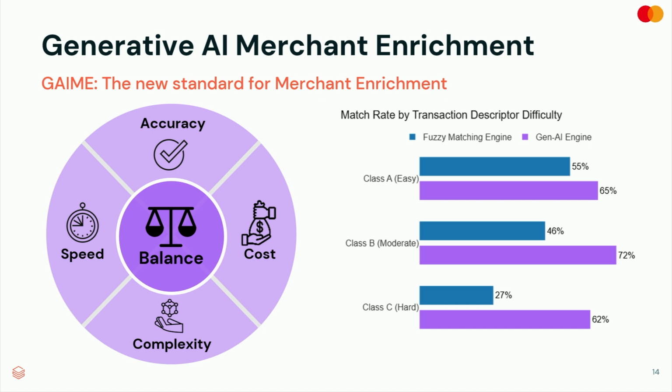And now to wrap it all up, we can see that for class A, there is only a marginal increase in the match rate, but for class B and class C, there is a significant one. We are very happy with the performance so far. We keep working on it. We keep iterating with our success team to make it even better.